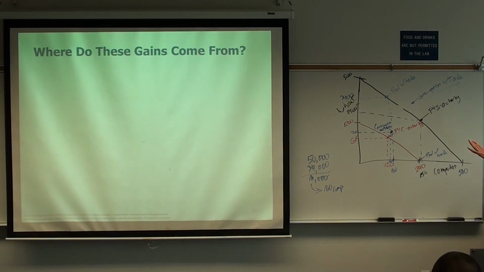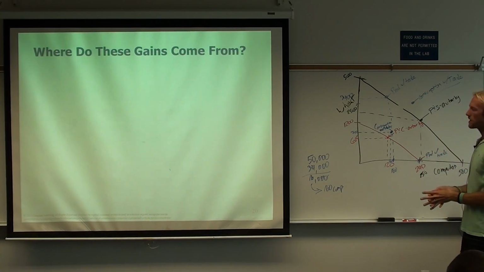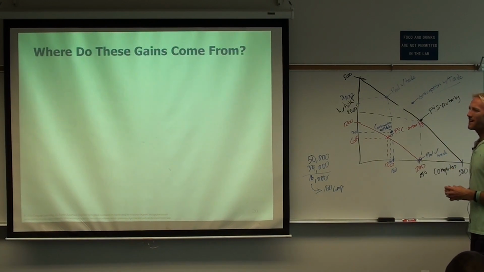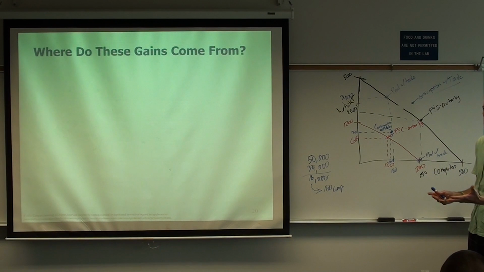Okay, so the question is, where did these things come from? Did they come from thin air? If you just think about it mathematically, it seems like we must have done something wrong, because when they were at their autarky solutions, they were producing as much as they could. I mean, it's not like people were sitting around. So where did these extra things come from?